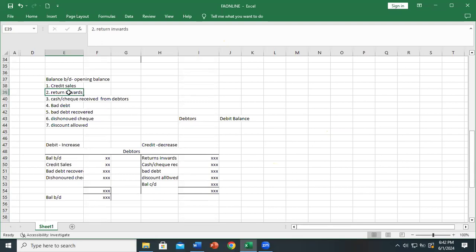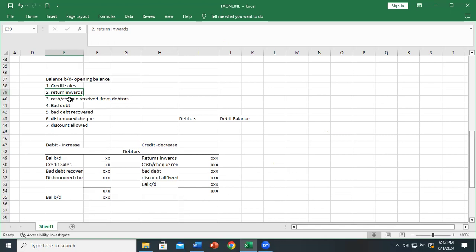Return inwards. If your debtors return goods back to you, that is going to decrease their balance. For example, if your debtors are owing you 5 million Ghana cedis for goods you supplied to them, and then they return some of the goods to you, I don't think you would say that they still owe you 5 million. It is going to decrease. So return inwards will decrease the debtors balance.